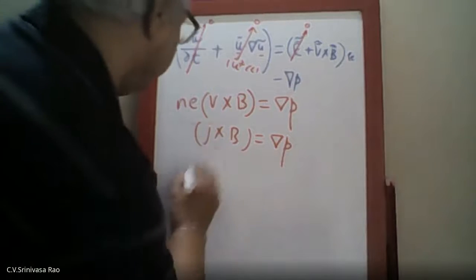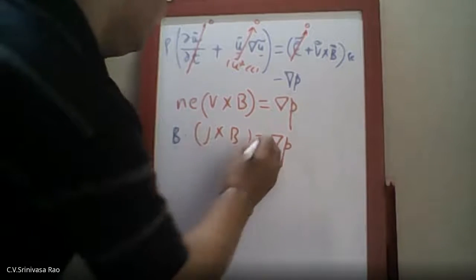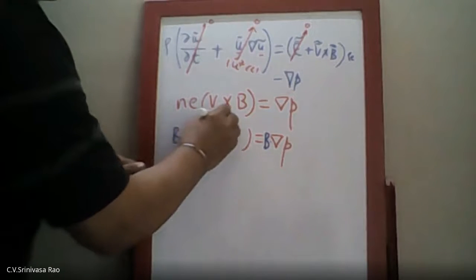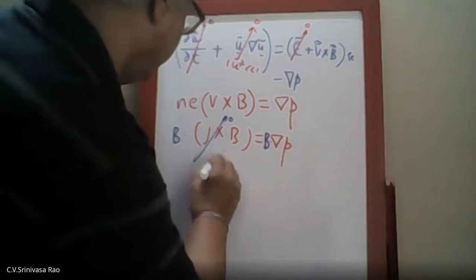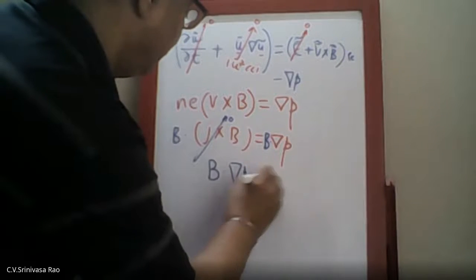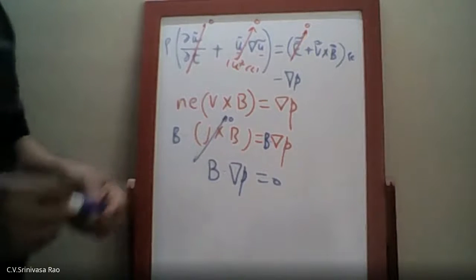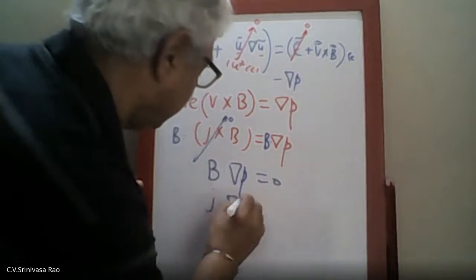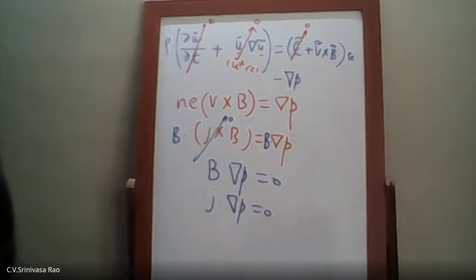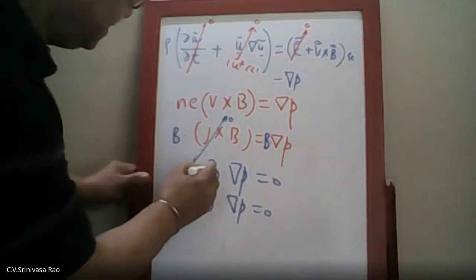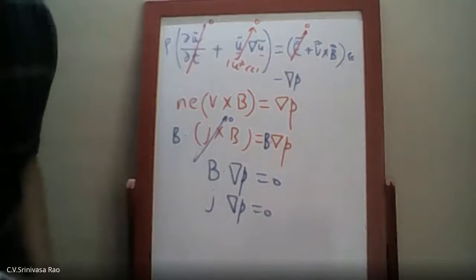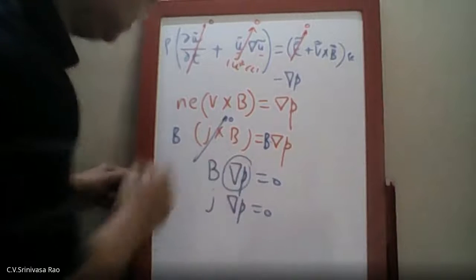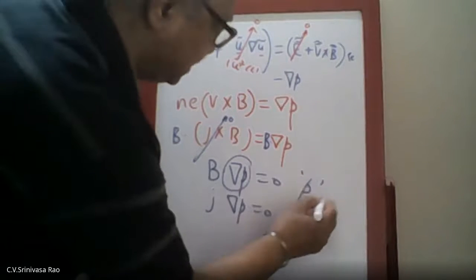So now let us dot it with B. So this goes to 0. Now what you get is, same thing is true if I dot with J. So J dot grad P is also 0. Now when I say this is 0, either this is 0 or gradient of pressure is 0. But B we know it is not 0. So gradient of pressure has to be 0, which means pressure is constant.